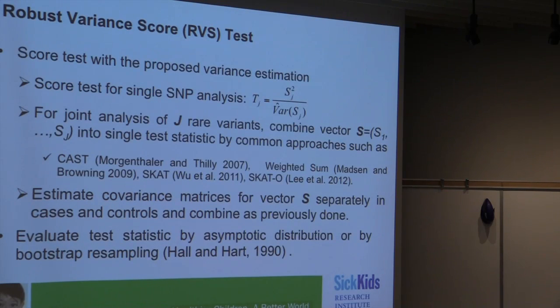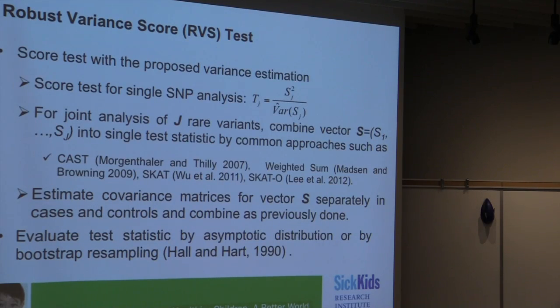So that's the extent of the derivation for the test statistic, and I'm going to start to show you a little bit about the application. Here, we're going to show you how we do a score test for single SNP analysis as well as for joint analysis of rare variants. I told you with whole genome sequence, we can analyze single variants that are common, but we can also analyze rare variants now. We have them with the whole genome sequence.